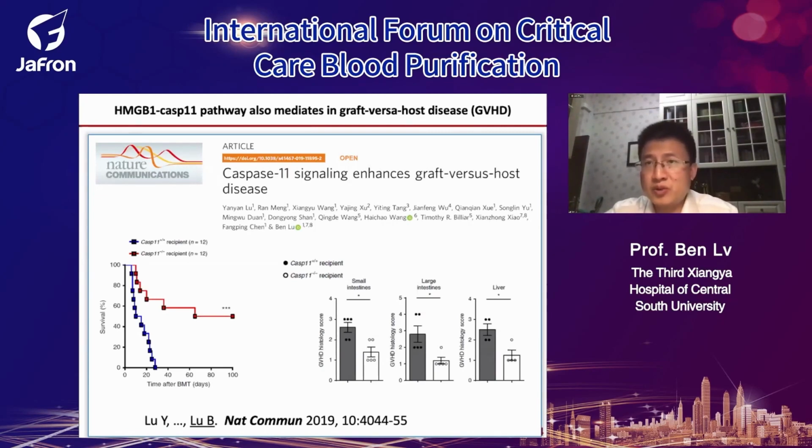In this model, both in the human and in the murine model, the humans are not the model, but actually our patients who have had bone marrow transplantation. We can see the HMGB1 level goes up and the LPS level goes up in patients and mice. In the mice, we knocked out caspase-11 and saw significantly improved survival and reduced organ injury in the liver, small intestine, and large intestine.